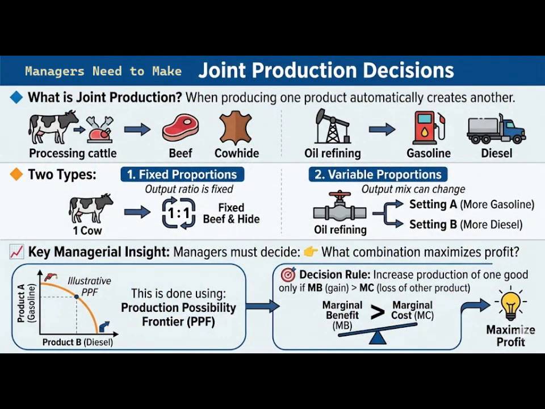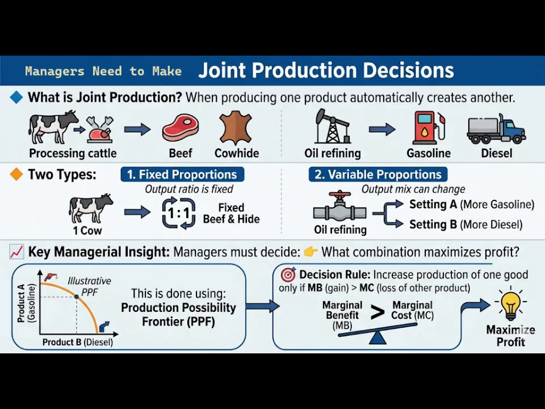Let's start with the joint production. So, what is the joint production? When producing one product automatically creates another. For example, processing cattle leads to production of beef and cowhide. Second example is like oil refining leads to production of gasoline and diesel.